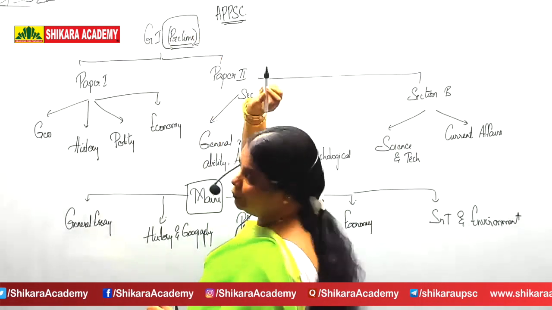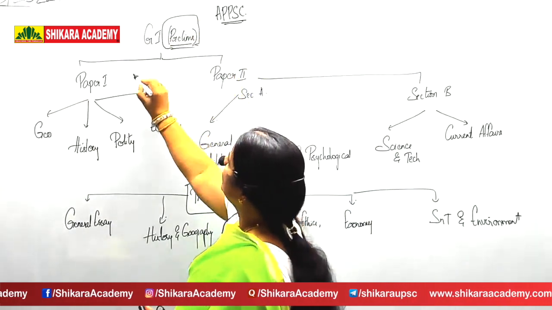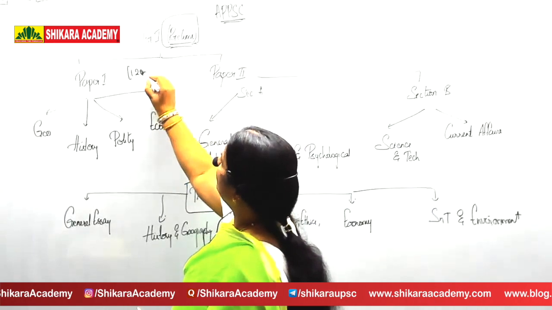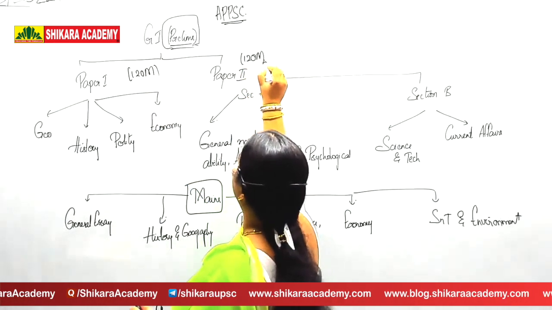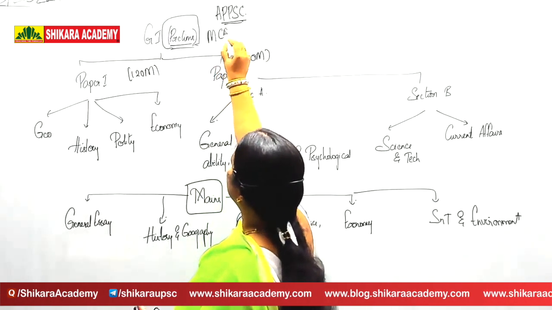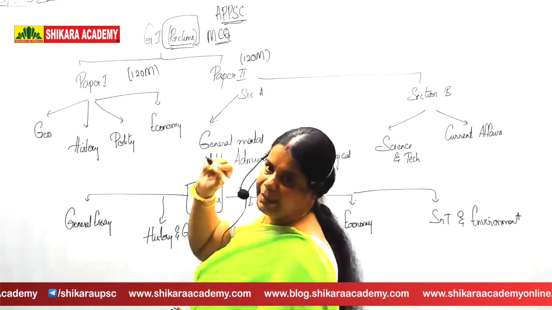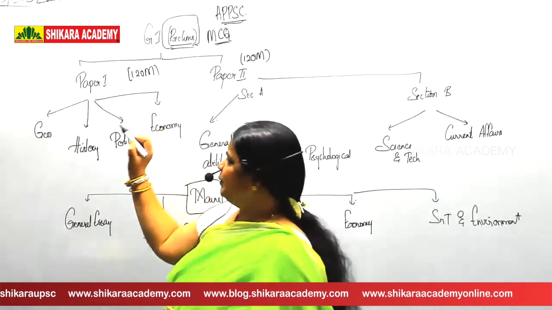Interview has been removed. So, prelims has two papers. Each paper is for 120 marks and it is an MCQ based exam. So, they will ask you multiple choice questions with negative marking. Now, in paper 1 we have 4.